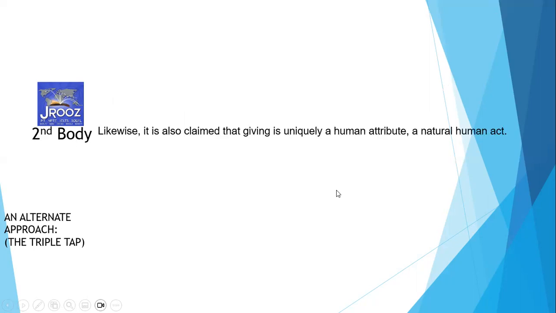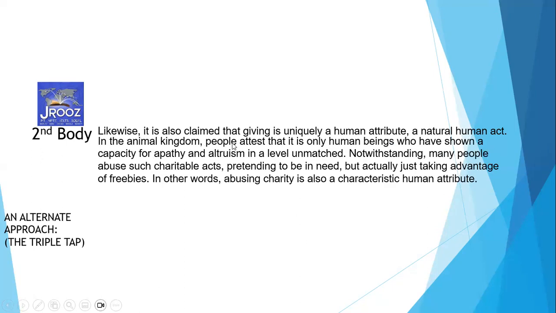You begin with the yes argument and immediately counter it with the no argument. And then in the second body, we will once again begin with the yes argument. Likewise, it is claimed that giving is uniquely a human attribute, a human natural act. In the animal kingdom, people attest that it's only human beings who have shown a capacity for apathy and altruism at a level unmatched. Immediately followed by its corresponding refutation, counter, or kill argument.